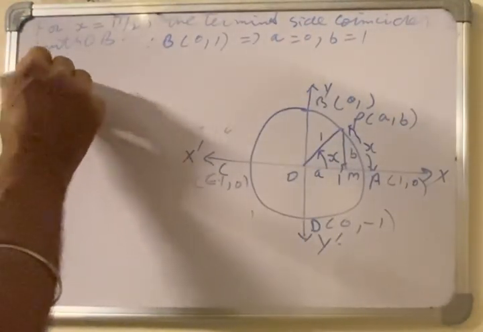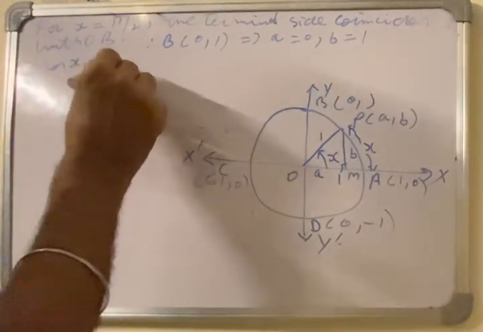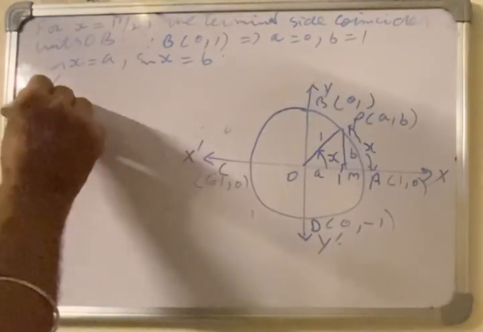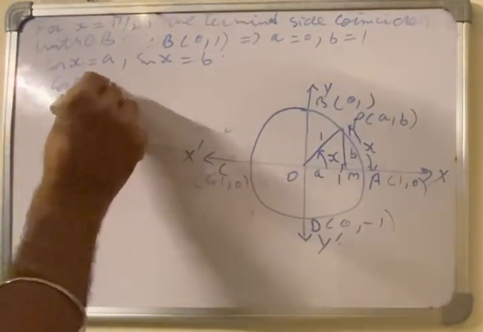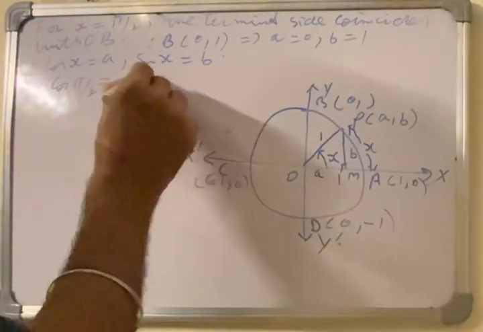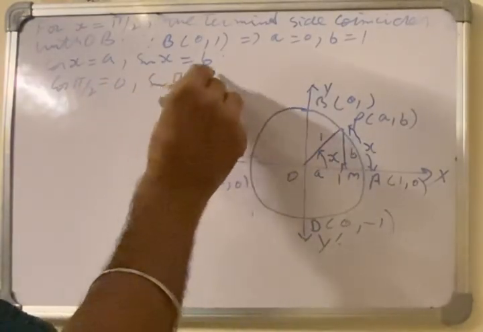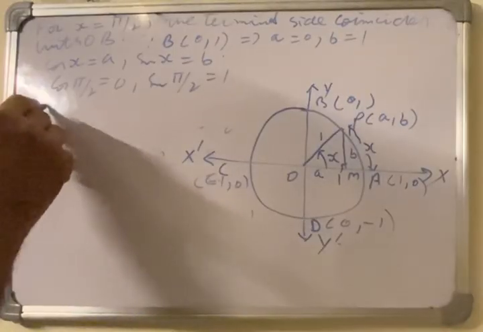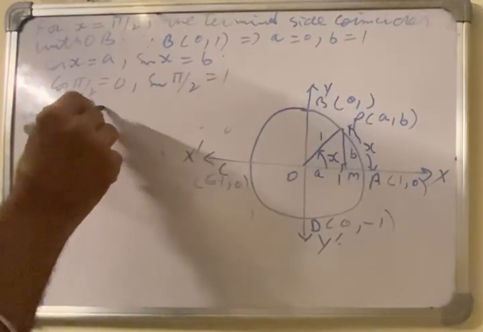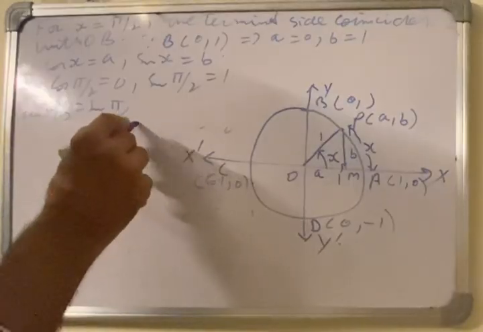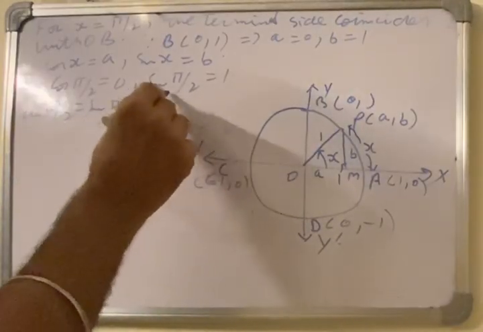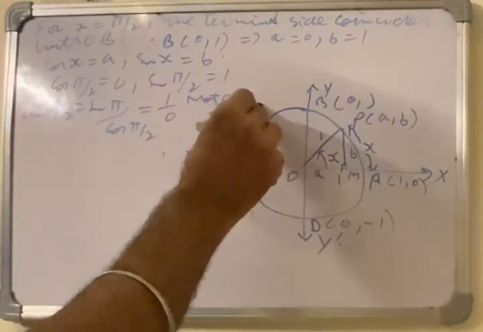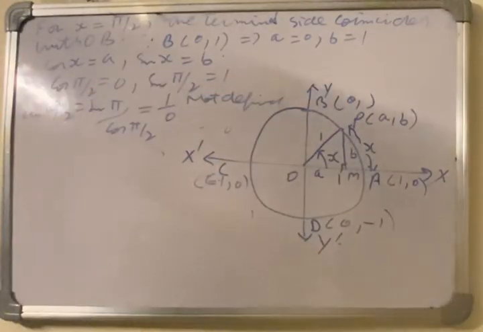Now, since cos x is a, sin x is b, therefore cos pi by 2 is 0. Why? Because a is 0. Sin pi by 2 is 1 because b is 1. And tan pi by 2 is sin pi by 2 by cos pi by 2, which is 1 over 0, not defined. And the reciprocal of not defined is 0.